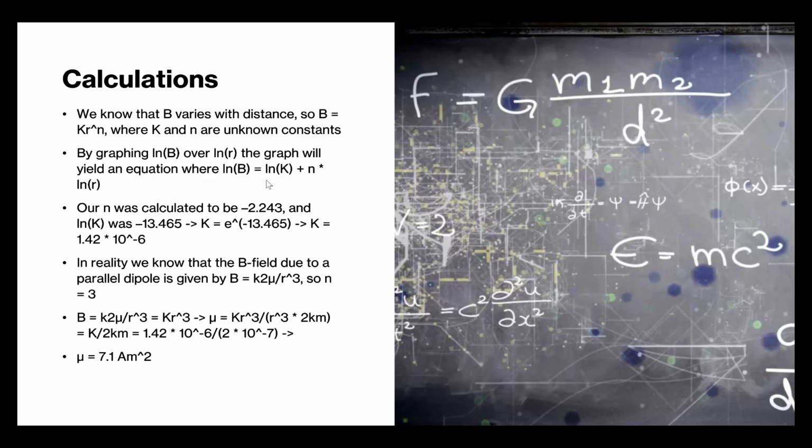We graphed the natural log of B over the natural log of R to calculate K, which we calculated to be 1.42 times 10 to the negative 6. We know that the B field due to a parallel dipole is given by the equation from before, B equals K 2 mu over R cubed. So if we make those two equations equal, we can solve for mu and get 7.1 amp meters squared.